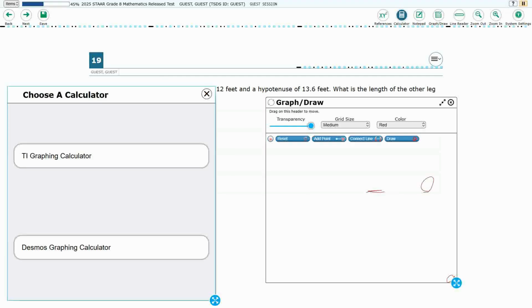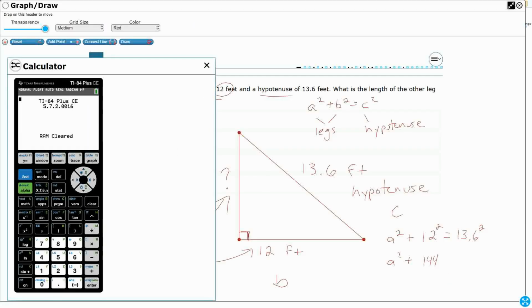Let's get our calculator out here. It doesn't matter which one you use. Let's do 13.6 squared. What are we going to get? Okay, 184.96. All right, so we have to square these. Now, we just need to isolate the A.